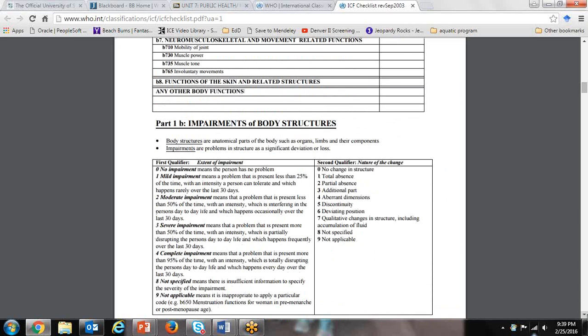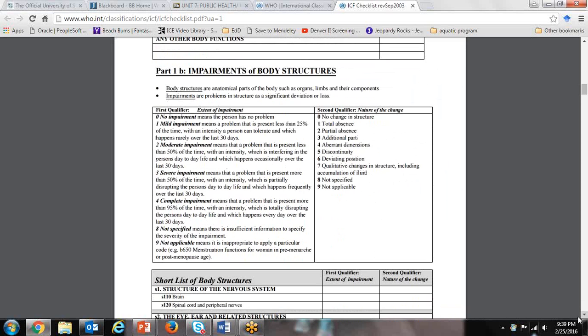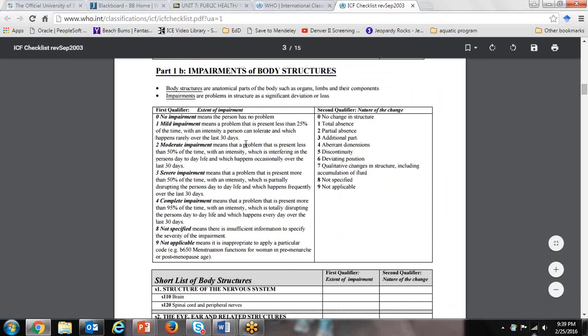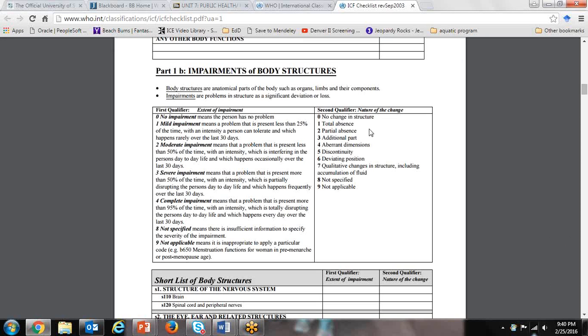The next section you come to is impairment of body structures, and again you have a first qualifier, the extent of impairment. In this section you also have a second qualifier number, which is the nature of change. Was there no change to the structure? Is it now totally absent, partially absent? Is there an additional part added? Are the dimensions different? Is there discontinuity? Is it deviating? Are the changes because of accumulation of fluid? Is it not specified or not applicable?